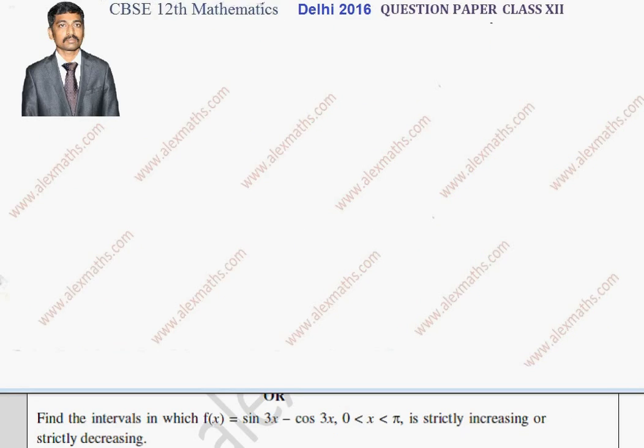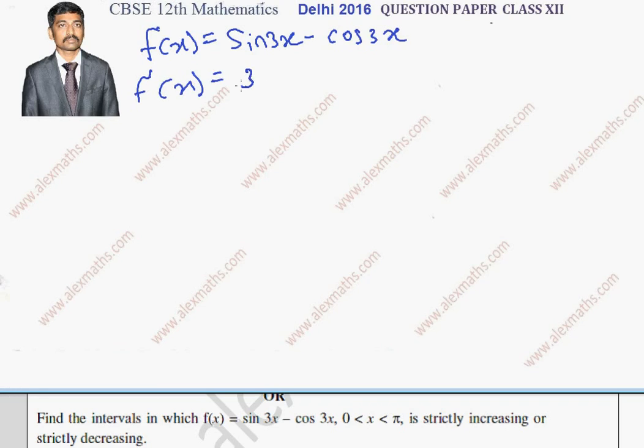Question number 22, R choice. Find the interval in which it is strictly increasing or decreasing. f of x is given as 3 sin 3x minus cos 3x. Find f dash of x.